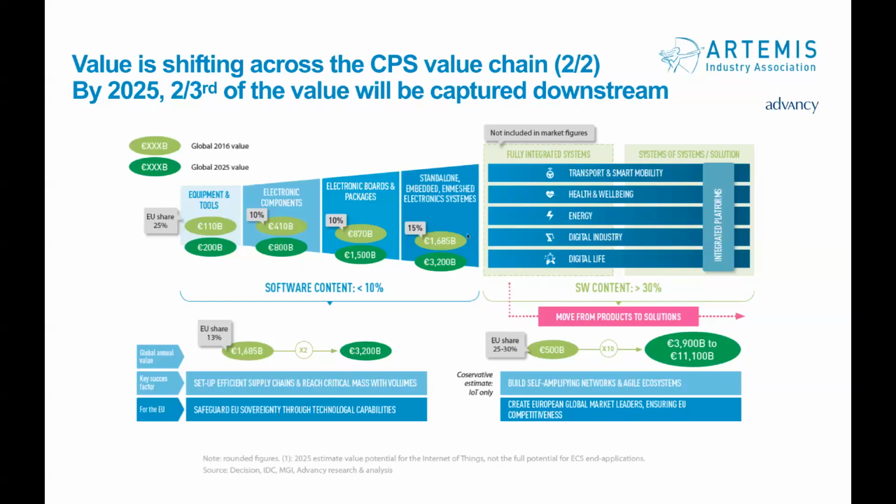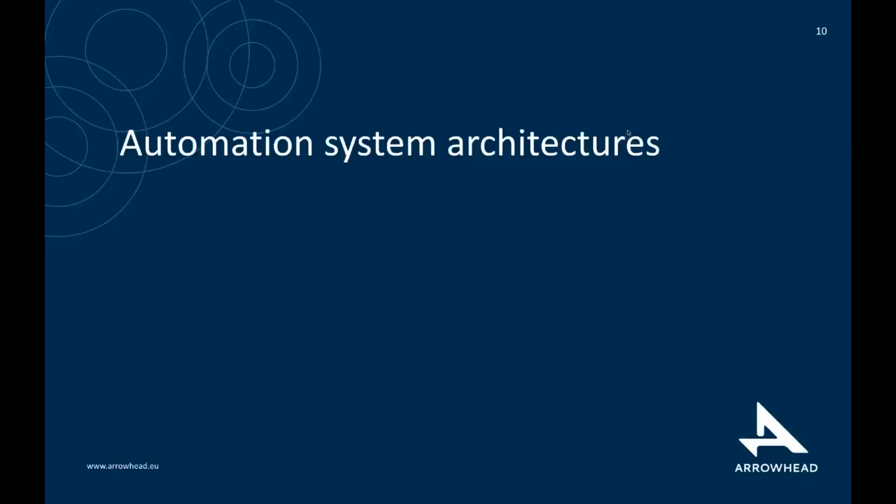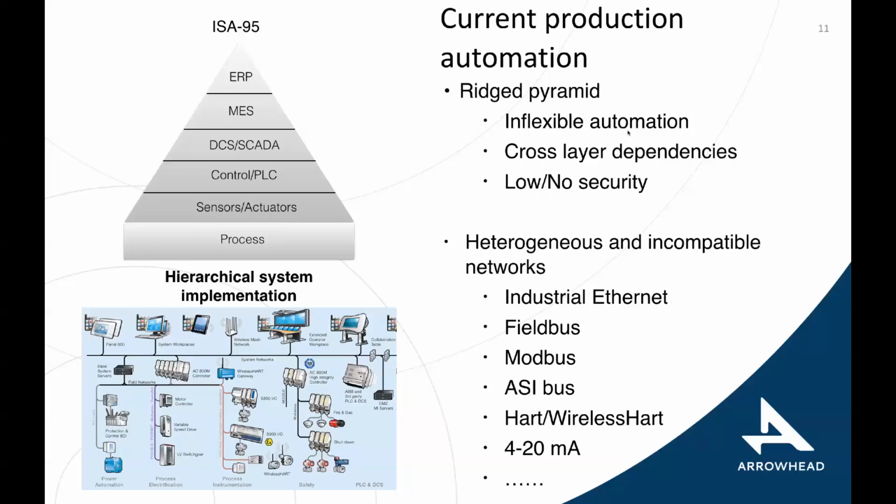So these are the drivers we see behind. What about automation system architecture, and how does it look in reality today? We very much rely on the existing ISA-95 architecture for automation in industry, whether this is the operation of a bridge or a paper mill or a car factory, doesn't matter, all of them are based on the same technologies. This is the ISA-95 pyramid, and it's the current production automation state of the art.